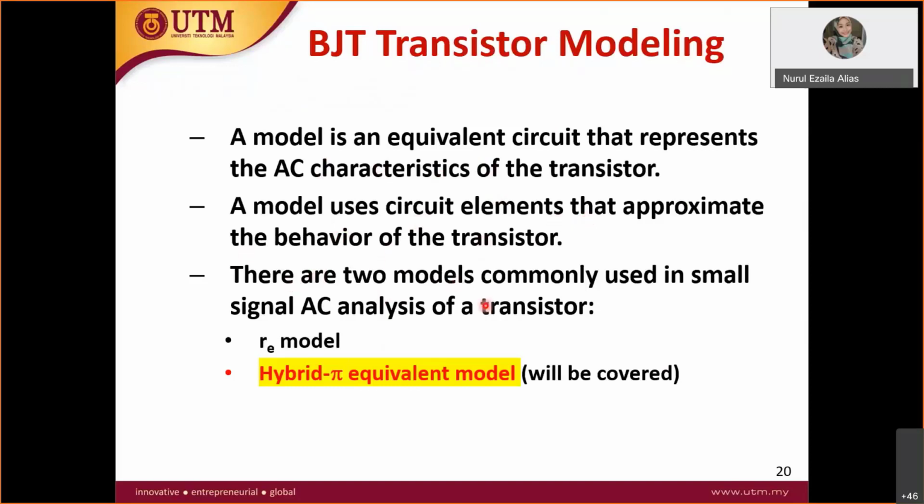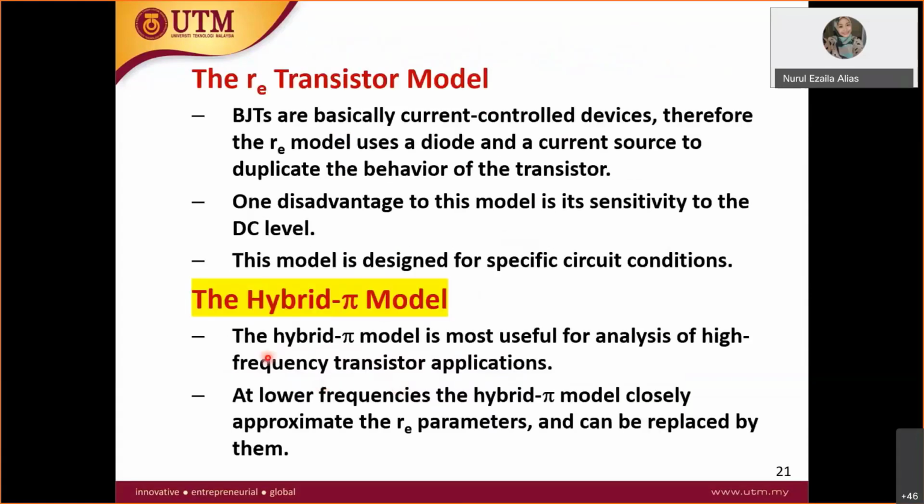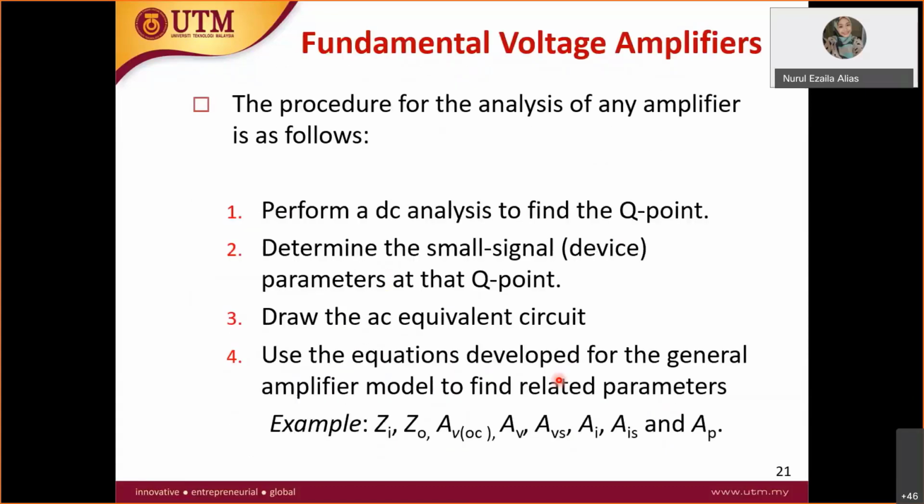There are two types of models for the AC analysis, the RE model and the hybrid pi model. In this syllabus, we will be using the hybrid pi model. So what is the hybrid pi model? The hybrid pi model is mostly used and very useful for the analysis of high frequency transistor applications. At lower frequency, the hybrid pi model closely approximates the RE parameter and can be replaced by them. So how is it? Let's take a look.